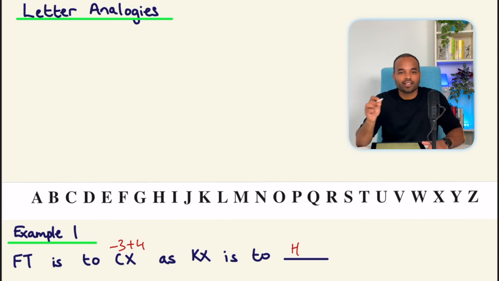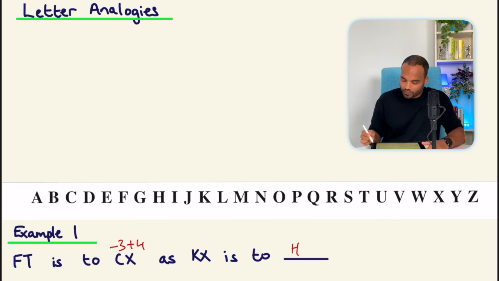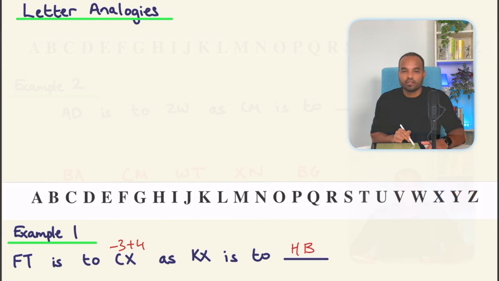Think of the alphabet as a continuous loop if you want. So when you get to Z, just continue counting forward from A. So if I start again, X, got to add 4 places. So 1, 2, 3, 4. Right? So we get to B.